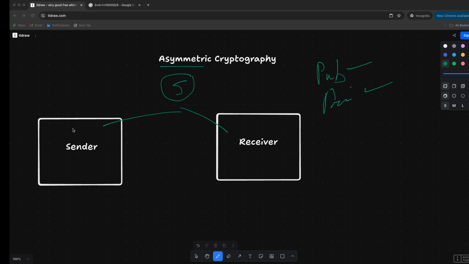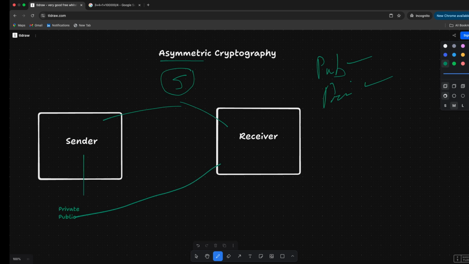So the sender wants to send an email to the receiver. What will the sender do? The sender will generate a pair of keys, a private key and a public key. He is going to share this public key with the world and with the receiver as well. So the receiver is going to use this public key.